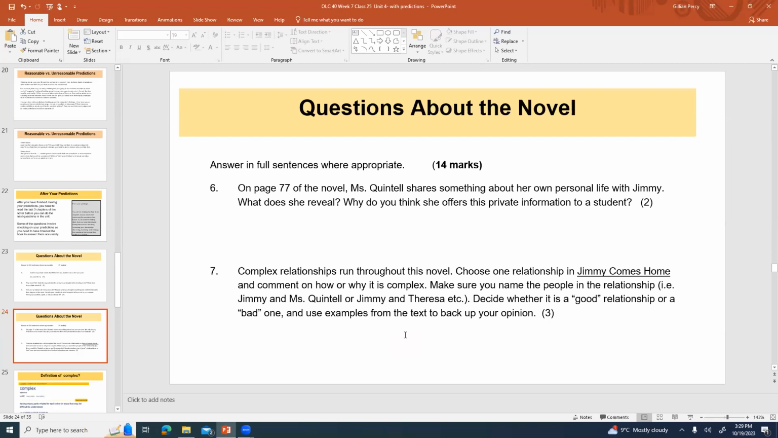Number 7, complex relationships run throughout the novel. Choose one relationship in Jimmy Comes Home and comment on how or why it is complex. Make sure you name the people in the relationship, for example, Jimmy and Ms. Quintal or Jimmy and Teresa. Decide whether it's a good relationship or a bad one, and use examples from the text to back up your opinion. Okay, that's 3.